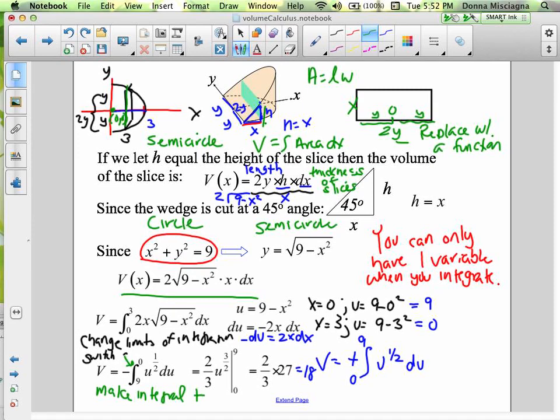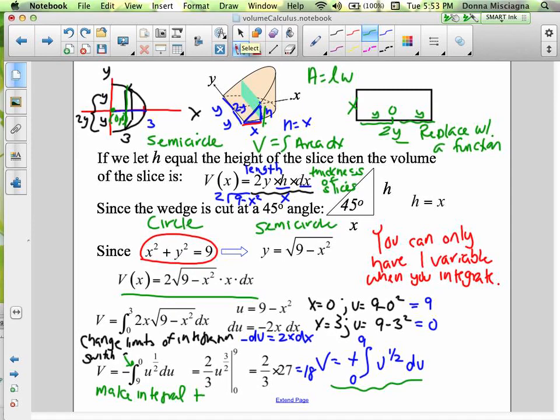So now all I have to integrate is u to the 1/2, and this is going to be positive, but we're going from 0 to 9. So you integrate that, that's 2/3 u to the 3/2 from 0 to 9. No reason to plug back in. It was easier to work with the u anyway. So now all we have to do is plug in, and actually over here I show you the rewritten one.